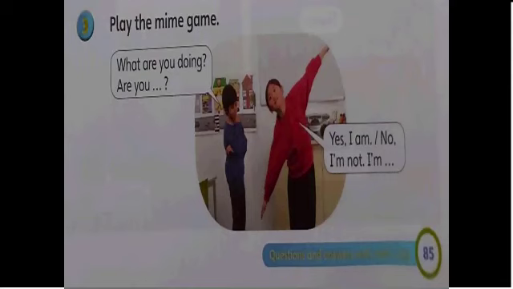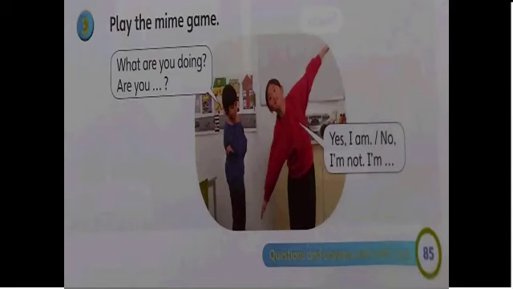Now, you need to ask questions and answer the examples in order to play the game. Please play the game with your brothers, sisters, mom and dad, and I hope you use questions in the present continuous, such as what are you doing? Are you swimming? The answer will be yes I am, or no I am not swimming, I am flying, and this is the game. Please play the game and I hope you enjoy it.